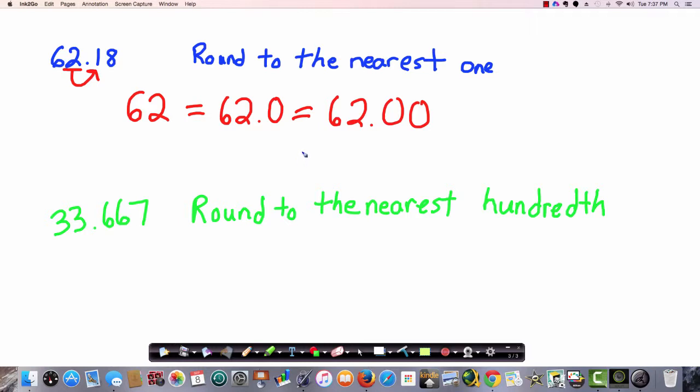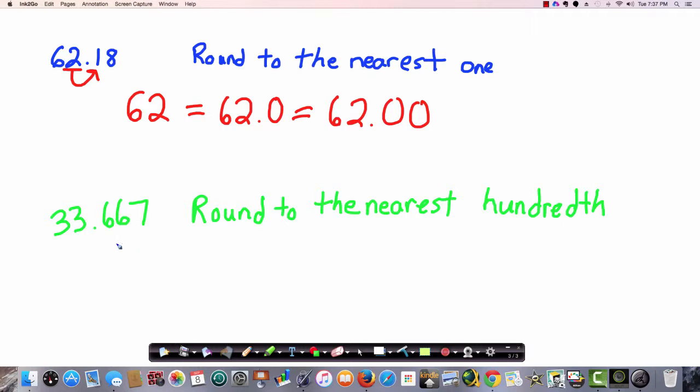Let's try another one on our own. Okay, this is 33 and 667 thousandths. And I want you to round to the nearest hundredth. Again, stop, pause, try to do it on your own, and then start up again and see if you got the correct answer.